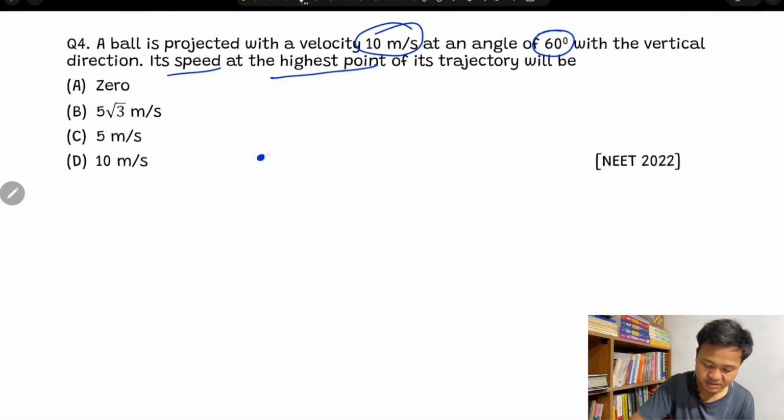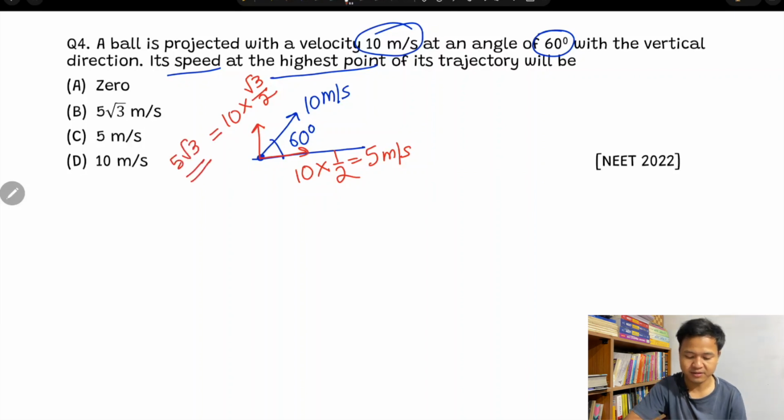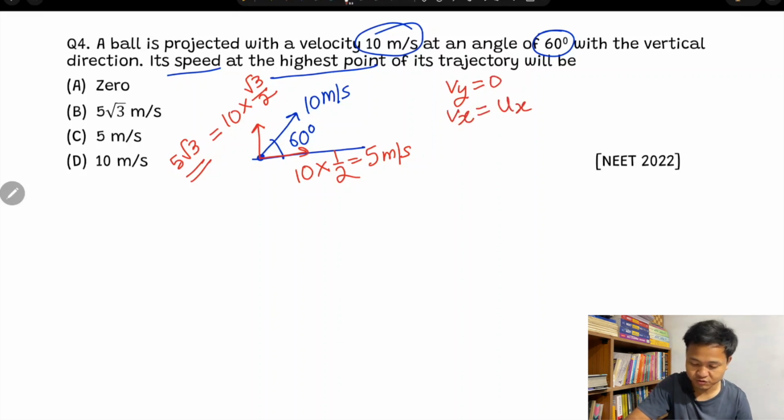So same thing, the particle is projected at 10 meter per second. It makes an angle of 60 degree with the horizontal. ux is 10 cos 60, and cos 60 is 1 by 2. So this is 5 meter per second. So what is uy? This is 10 sin 60, so root 3 by 2, which is nothing but 5 root 3. So uy is 5 root 3, ux is 5. At the highest point, vy is 0. You only have vx, which is also equal to ux, which is 5 meter per second.